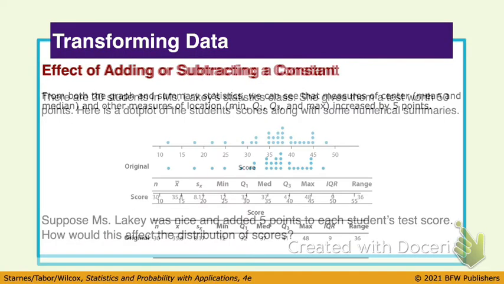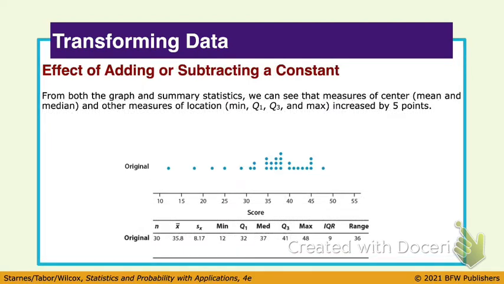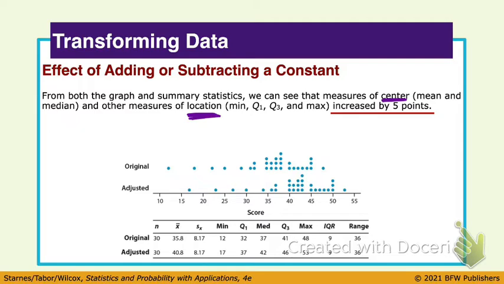So from the graph here, we can see what happens. If we just increase everything by 5, the entire distribution looks exactly the same. It's in the same pattern, same shape, same everything. We're just increasing everything by 5. So let's see what that does to our statistics. We can see that the measures of center, the mean and the median, and the other measures of location are increased by 5 points.